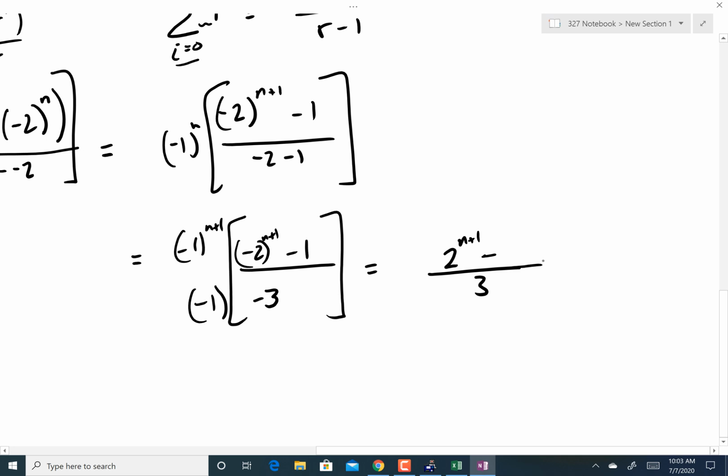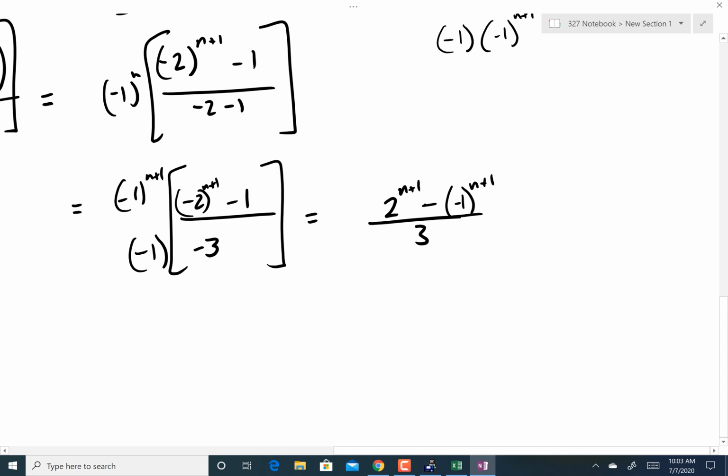Now, hold up. Let's think about this for a minute. It's negative 1 times negative 1 to the n plus 1, right? So when you multiply that out, we're just going to be subtracting the 1 times that. You could have done it a little differently, I think. Anyway, let's see if this works for us.